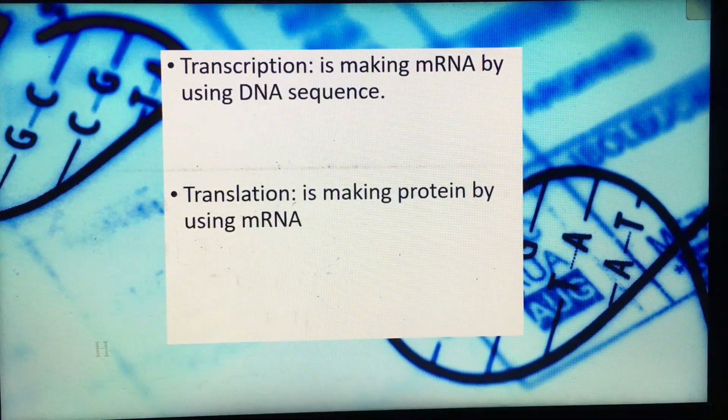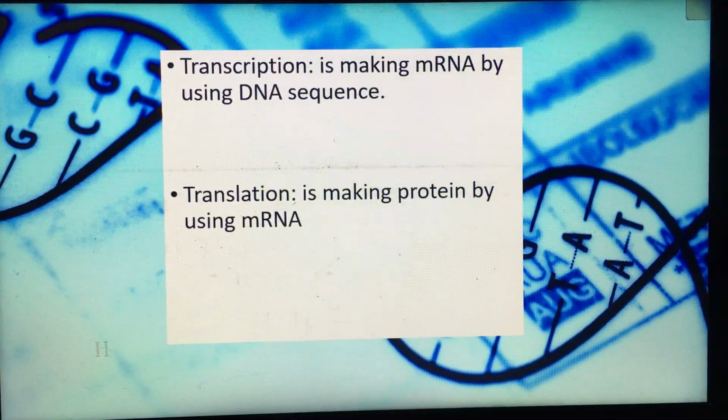Now the second concept is translation. Translation is making a protein by using mRNA. As we said, the mRNA code connects with tRNA, and each three bases, each code word in the sequence, will produce an amino acid. And all amino acids together will produce a protein. So translation is making a protein by mRNA.